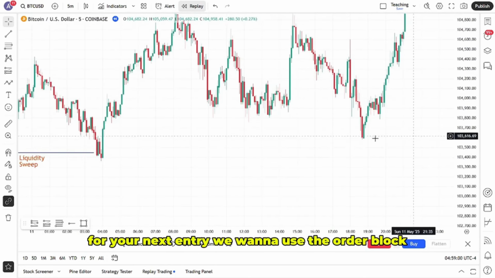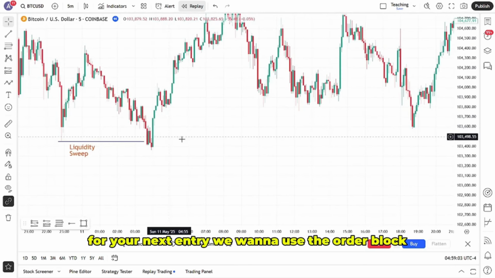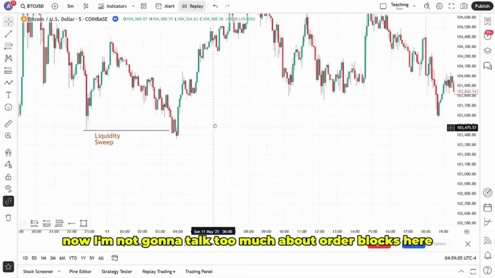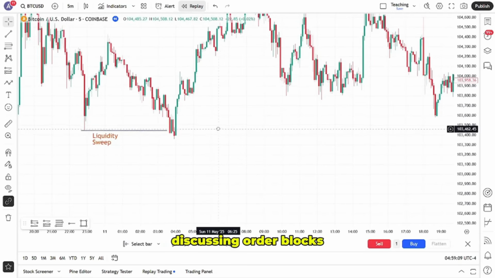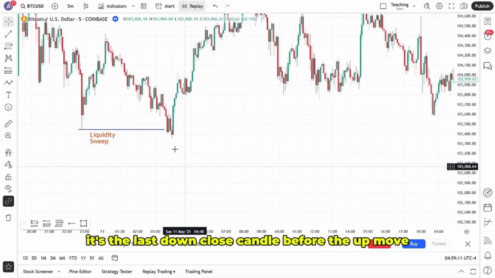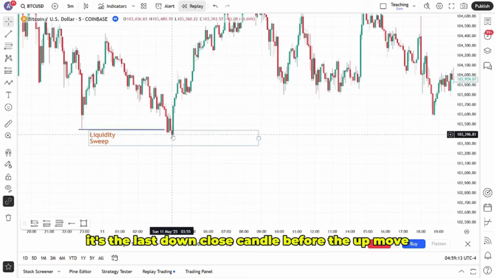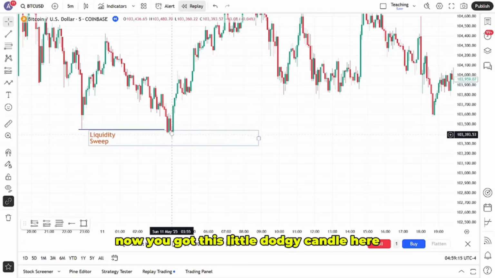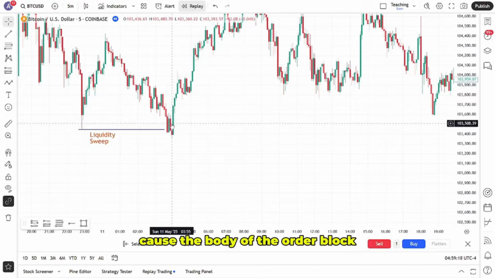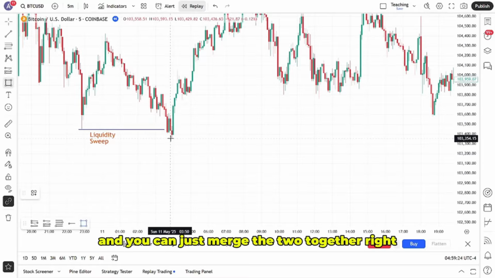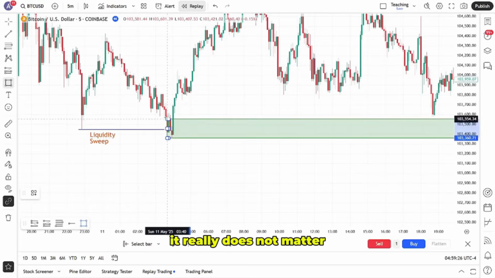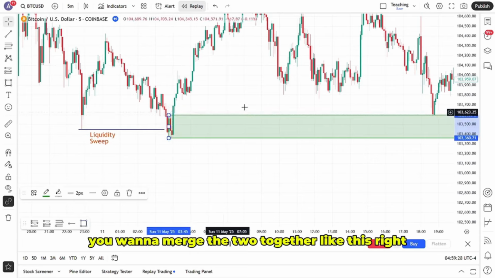For your next entry, we want to use the order block. Now, I'm not going to talk too much about order blocks here because there are videos on the channel discussing order blocks. But what an order block really is, it's the last down close candle before the up move. Now, you've got this little doji candle here, but for me, I like the bodies, right? Because the body of the order block is literally where smart money has been trading. So let's mark out this candle here, and you can just merge the two together, right? It really does not matter. You're going to merge the two together like this, right?